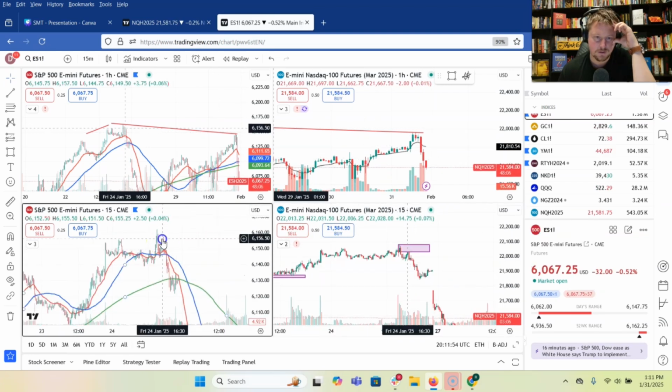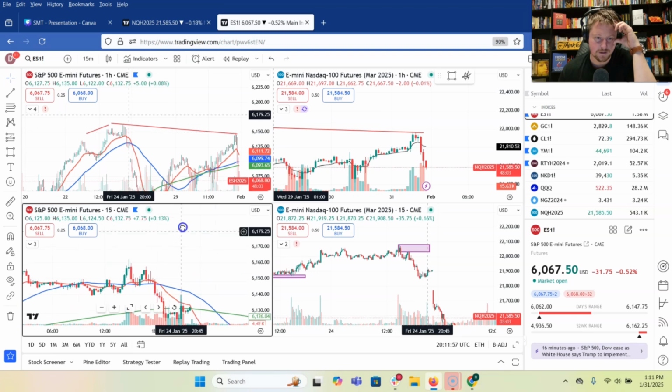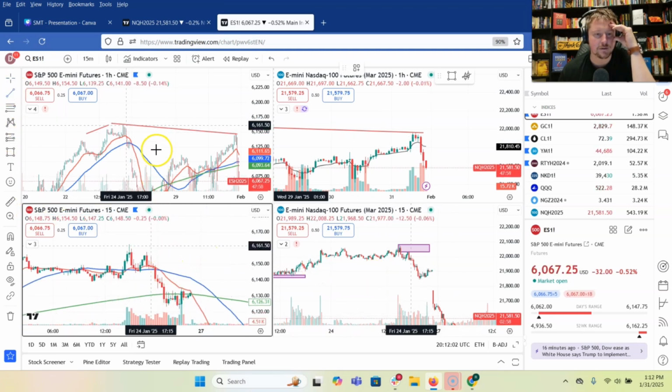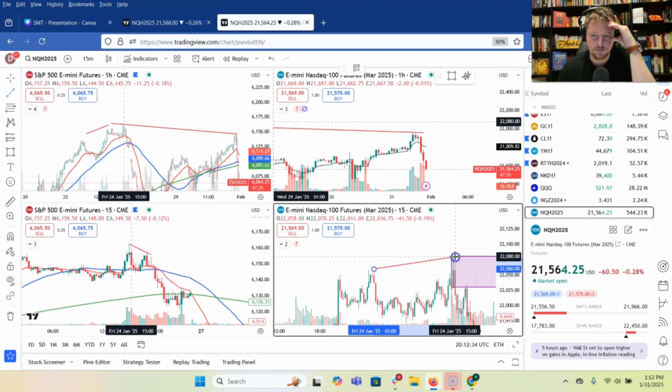Let's look at another one though. This is a very clear one, so this one's a little bit better example. Okay, so you see the SMT. This is on the 15-minute down here, by the way. So we saw it on the daily, we saw it on the 1 hour, and now we can clearly see it on the 15-minute. Big SMT divergence on this one.